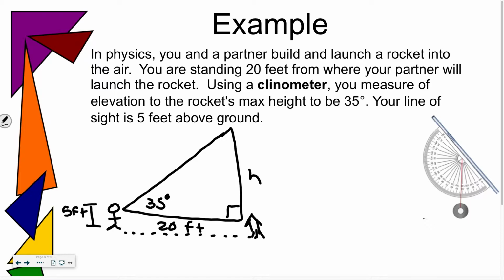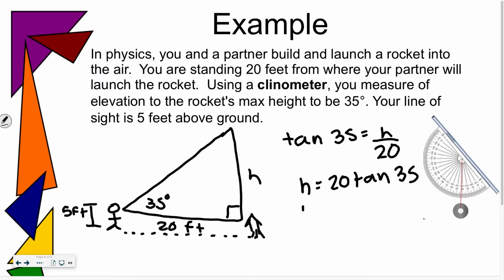What trig ratio would you guys use for this triangle? Tangent. Tangent, excellent. This is going to be tangent of 35 equals h over 20. Multiply by 20, to the nearest tenth, 14.0. Okay. And then that's the height from my line of sight. So it's actually 19 feet.